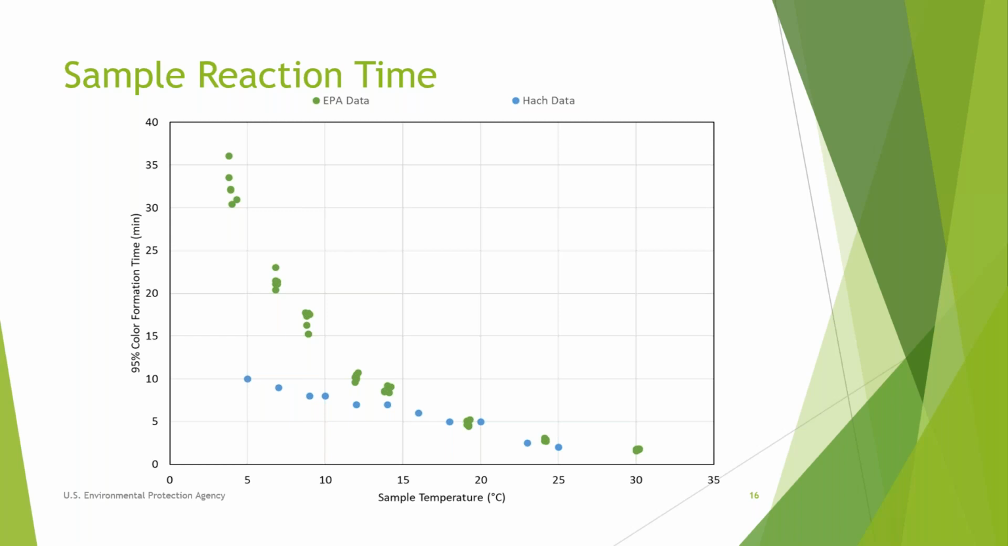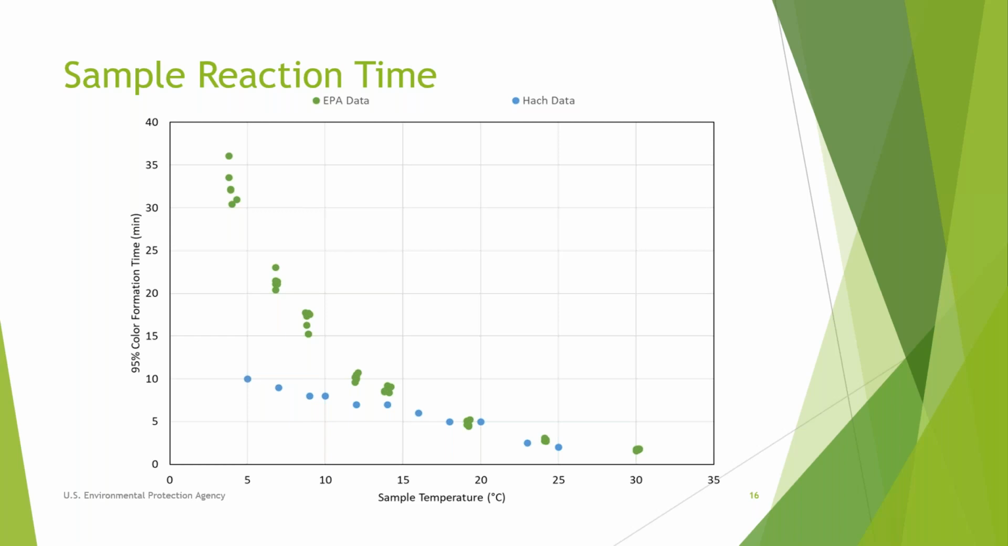We evaluated at 5, 8, 10, 13, 15, 20, 25, and 30 degrees C in both high and low ionic strength matrices. And I'm depicting in this figure here, we're comparing what is reported by the commercial manufacturer of this method, the Hach method, in the blue dots, and then our experimental data is depicted in the green dots.